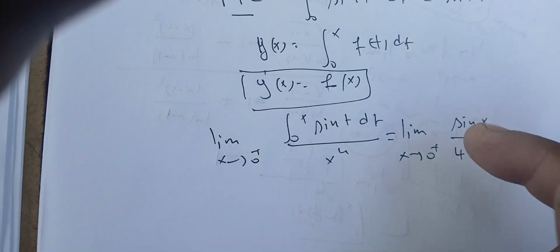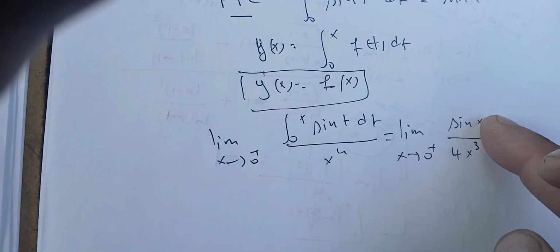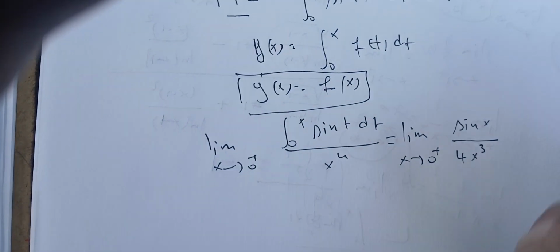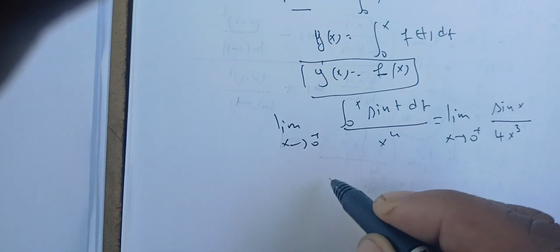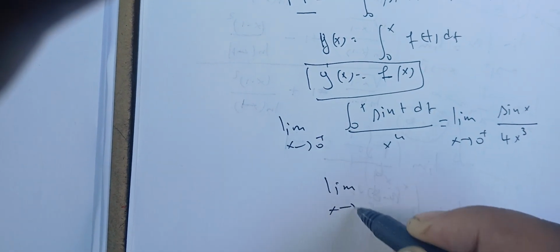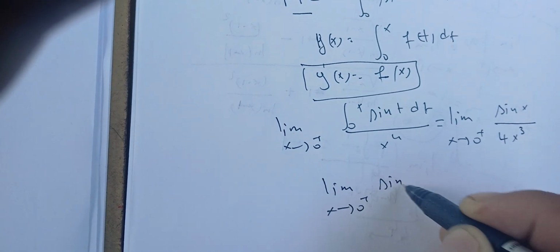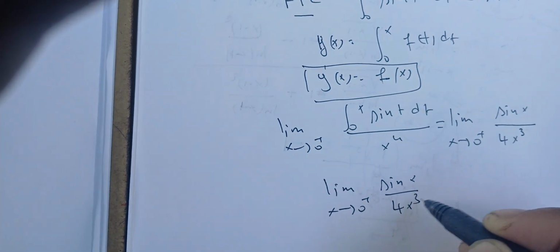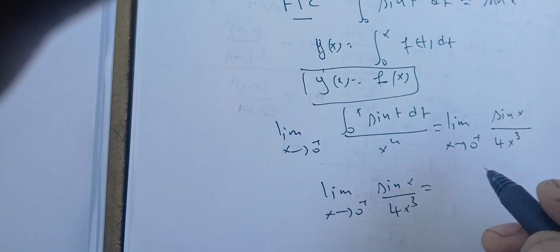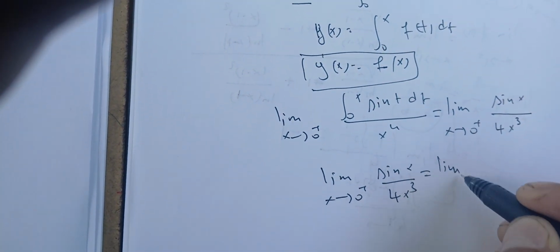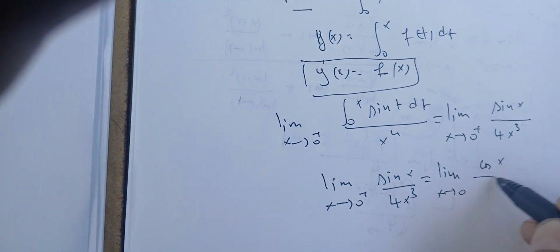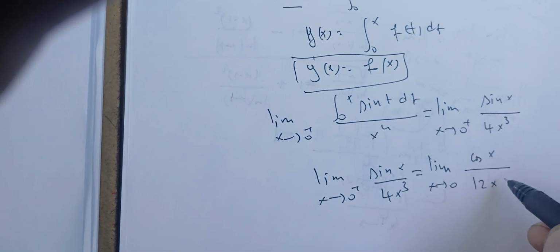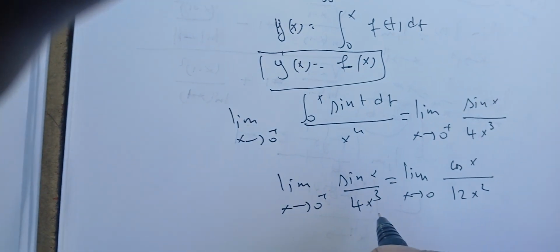Now we check again. When we plug in 0, we still have 0 over 0. That means we apply L'Hospital's rule again. We still have the conditions. So this is the limit as x goes to 0 plus of sine x over 4x cubed. Now we take the limit of the derivatives. The sine becomes cosine, and the denominator becomes 12x squared.